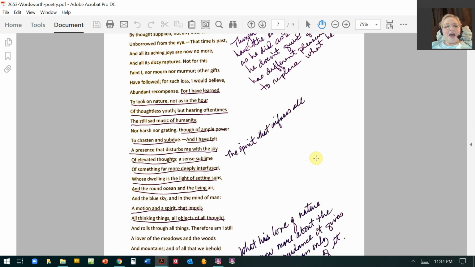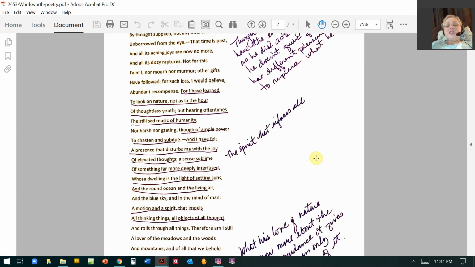And he says, and I have felt a presence that disturbs me with the joy of elevated thoughts, a sense sublime of something far more deeply interfused, whose dwelling is the light of setting suns and the round ocean and the living air and the blue sky and in the mind of man, a motion and a spirit that impels all thinking things, all objects of all thought, right?